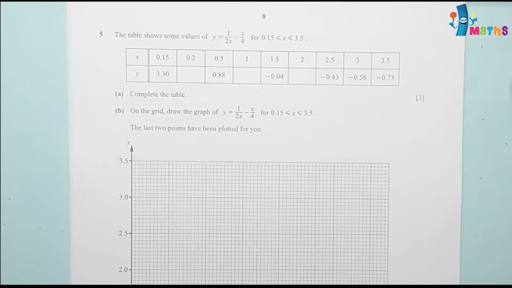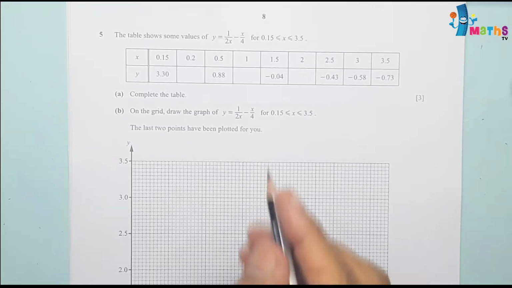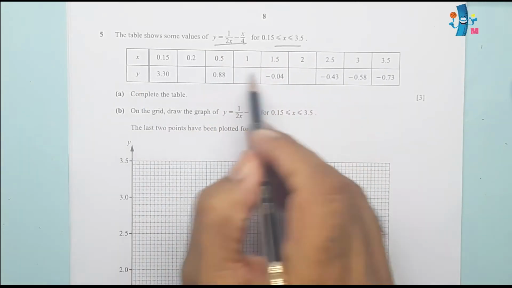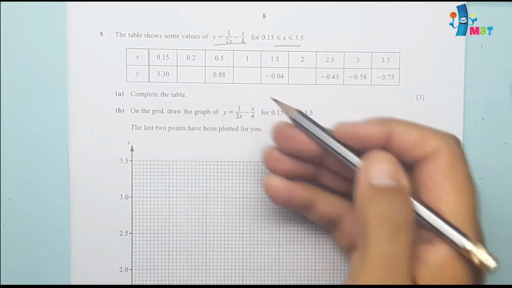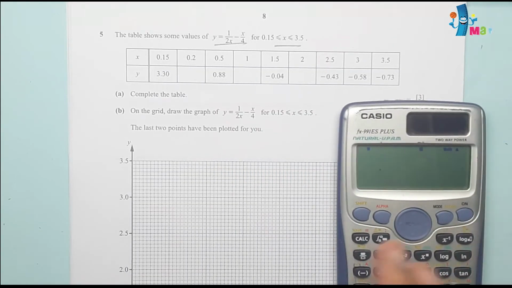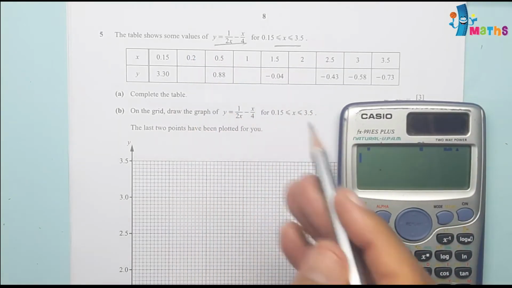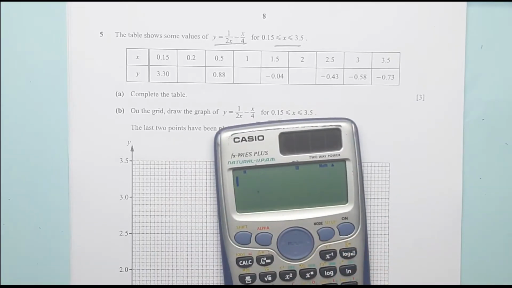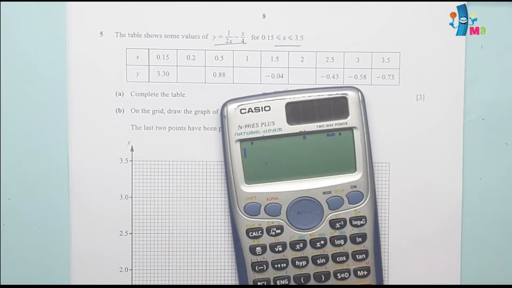Question number 5. The table shows some values of y equals 1/2 x minus x/4, and the range is also given. The table of values is given and we have to complete it. This is the first task, so I will replace only this one, and the rest of the values we will just write.